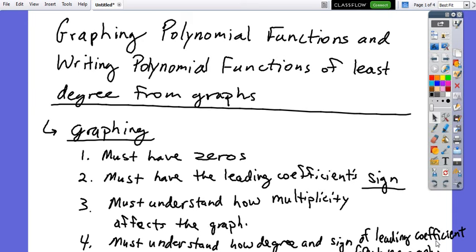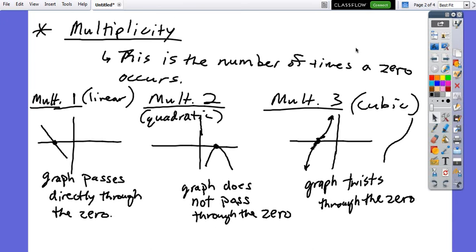Now, earlier we talked about multiplicity, but I'm going to restate it. Multiplicity is the number of times that a zero occurs. We know that if our multiplicity is 1, that means that zero occurs 1 time. It's like a linear expression or linear graph. When I graph it, the graph passes directly through the zero, just like a line does.